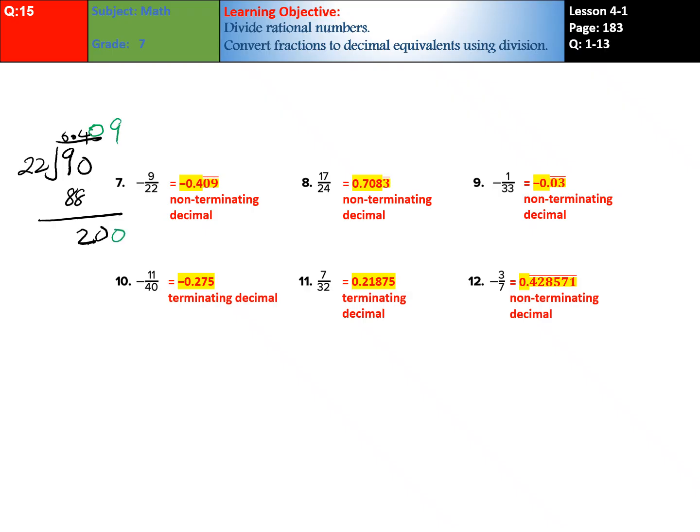Then 9 2 times 18, 1 carry, so it is 198. Again 2 will be left. So 1 0 from the decimal point and another 0 we will take from our side, so we will keep 1 0 up and down. So it is -0.4090909. Which number is repeating? 09. So there is a bar on 09.